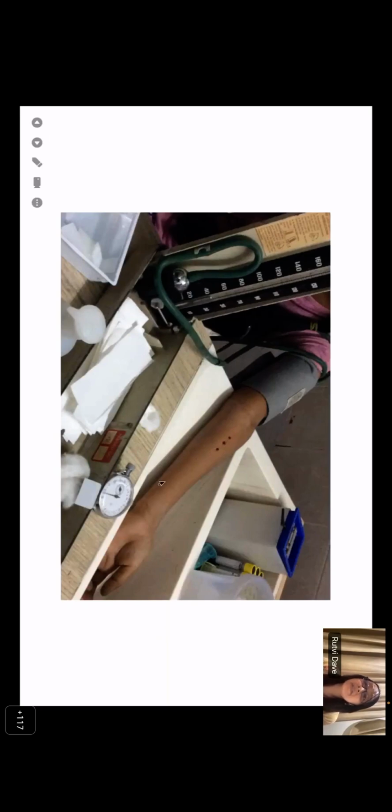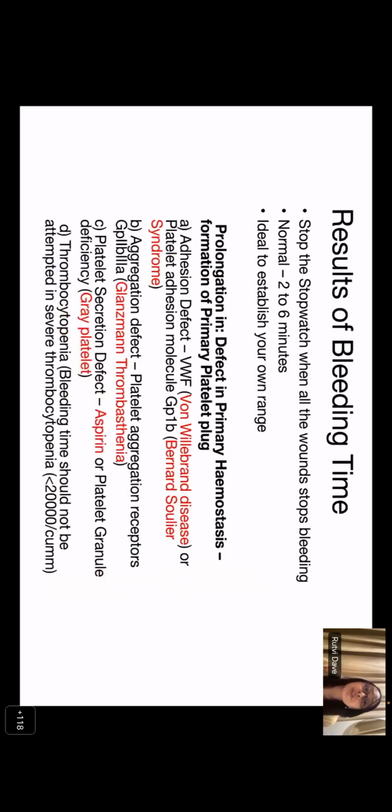At an interval of every 30 seconds, you gently blot these wounds with the help of filter paper and make sure you do not dislodge the primary hemostatic blood. You gently blot from the sides. So you do this at every 30 seconds and you stop the stopwatch when all the 3 wounds stop bleeding.